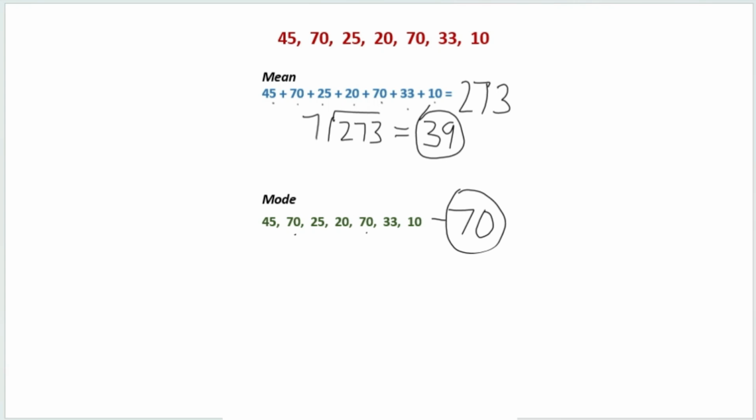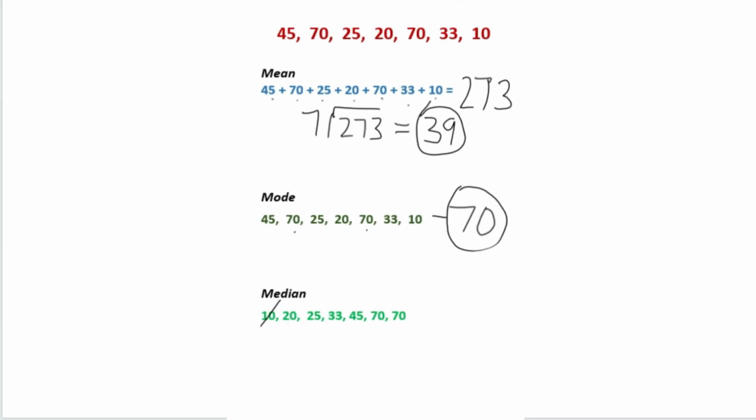Lastly, let's look at median. Median is when you list the numbers in numerical order and you find the one that lies in the middle of them. So in our case, we can mark the front and the back until we get to the middle. So we mark out 10 and this first 70, 20 and the second 70, 25 and the 45. So in the middle is 33. So 33 is our median.